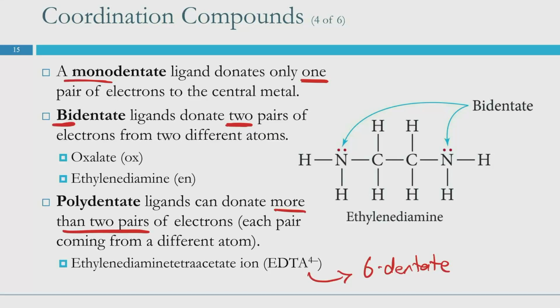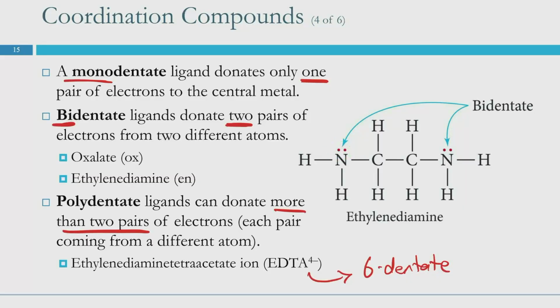So would the nitrogens be considered dentate? The nitrogens here, yeah, these are both, each of those would be contributing one lone pair to the central atom. So it's always going to be a transition metal in the center. Okay.